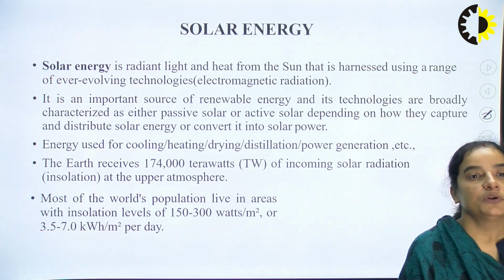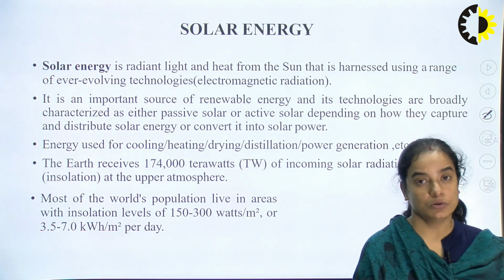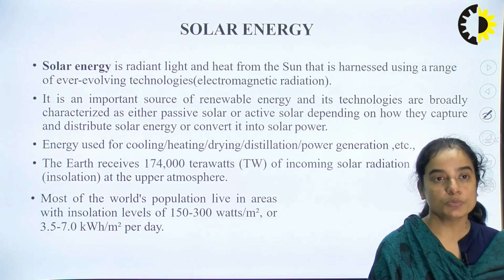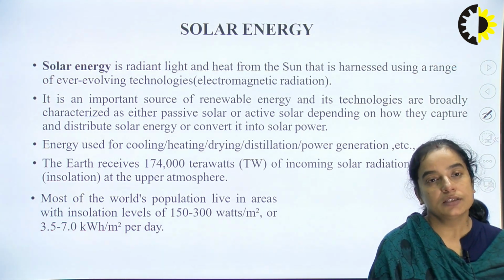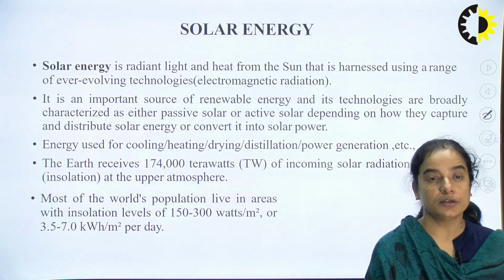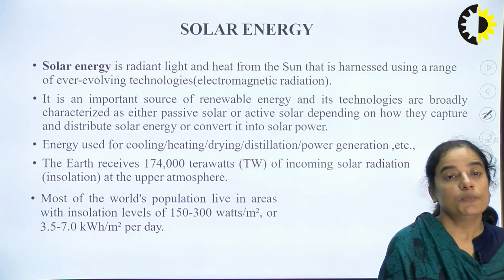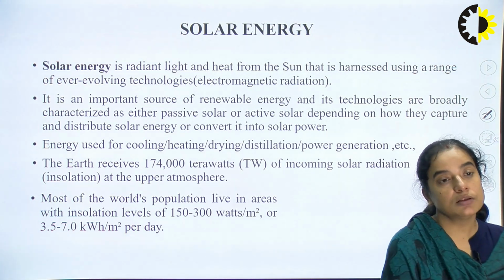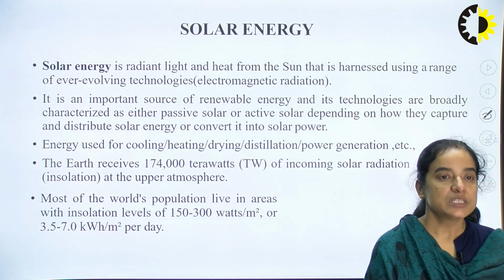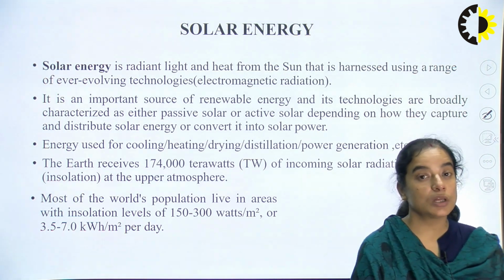And if we see the global position of all countries, most of the population is living in areas with an insolation level of 150 to 300 watt per meter square. So that means if we calculate this on a per day basis, it is 3.5 to 7 kilowatt hour per meter square per day. So that is enough.